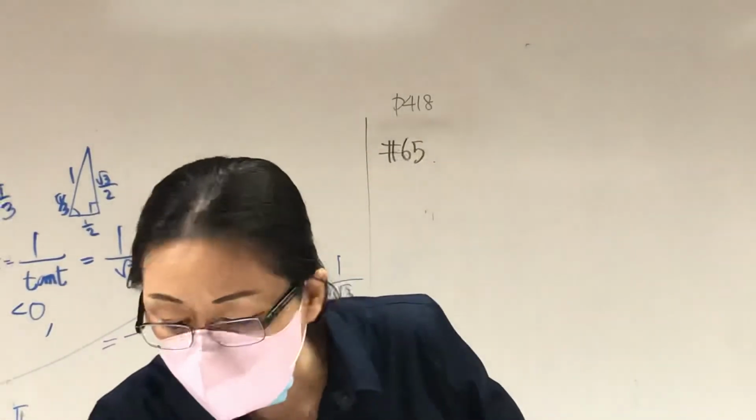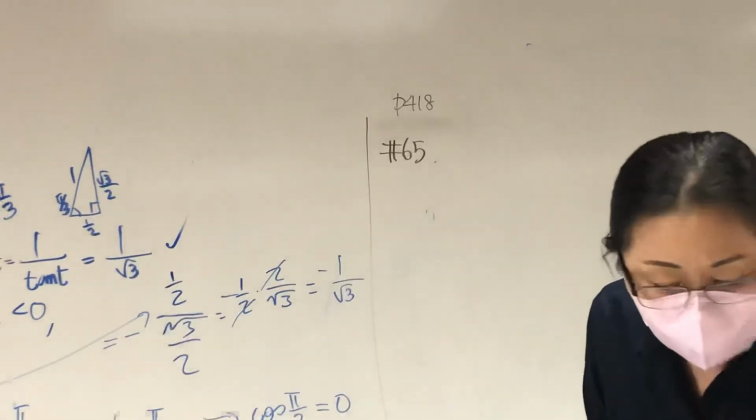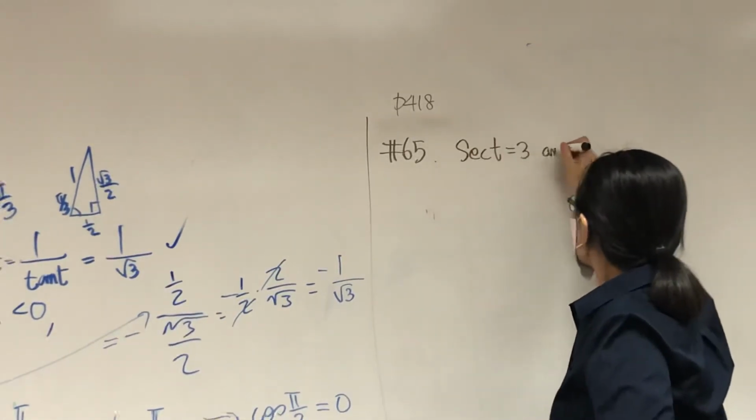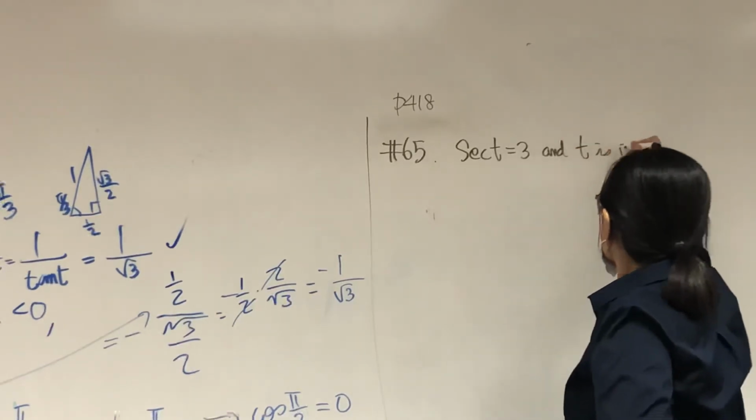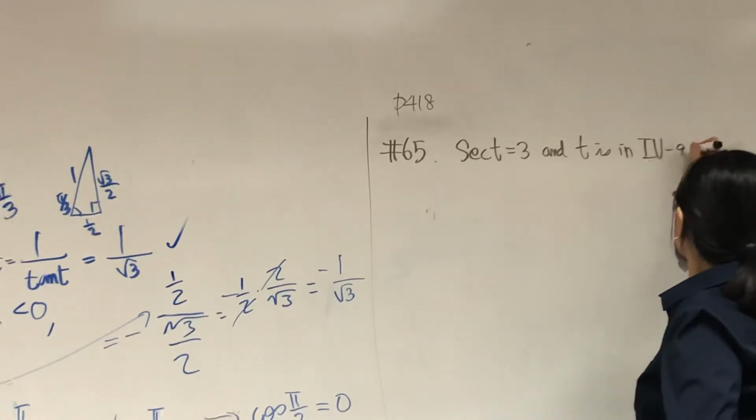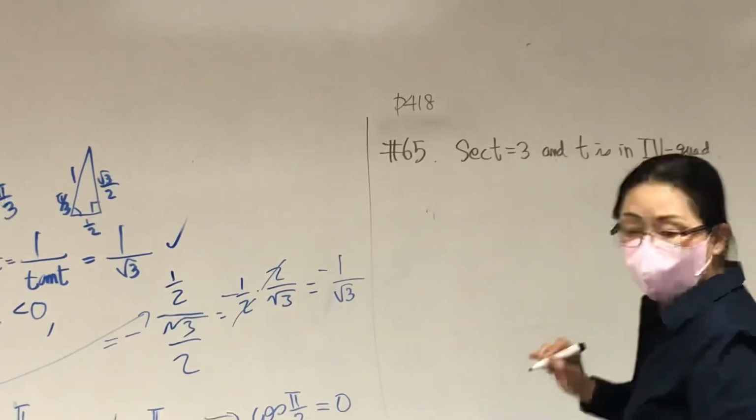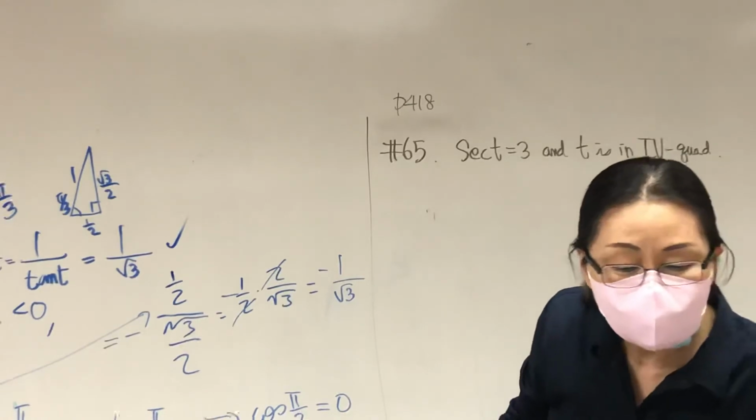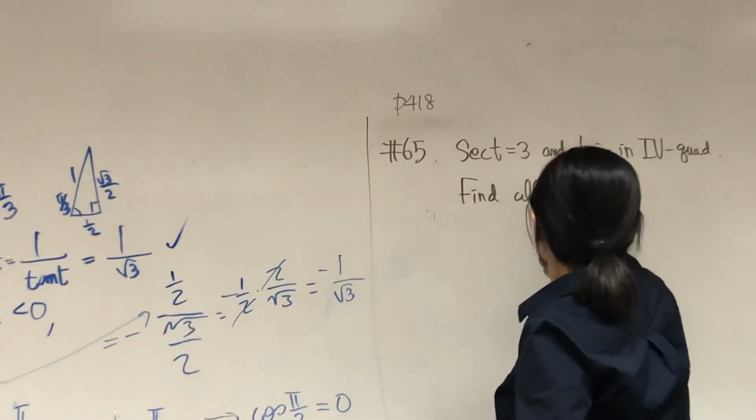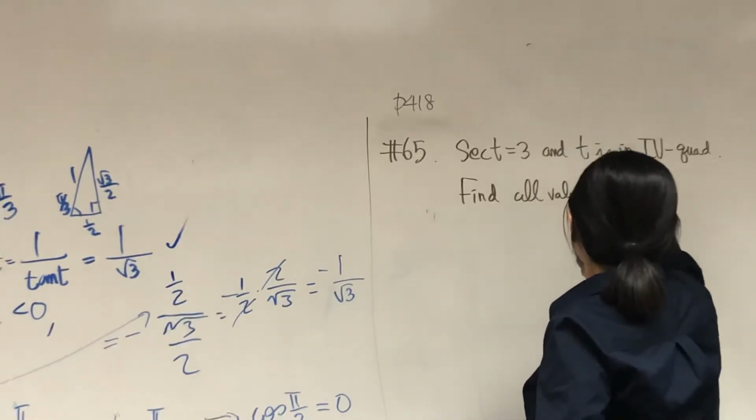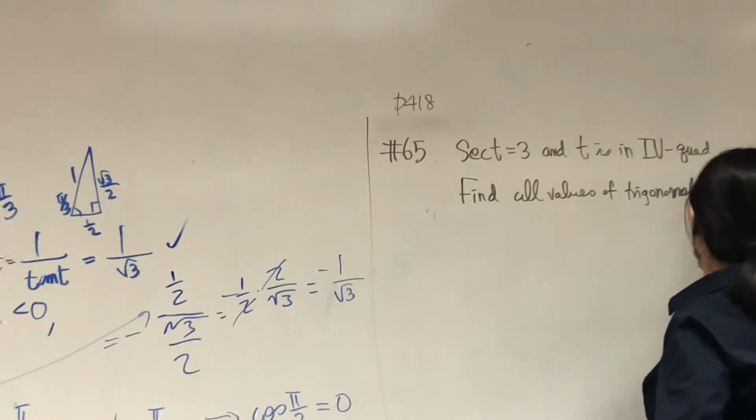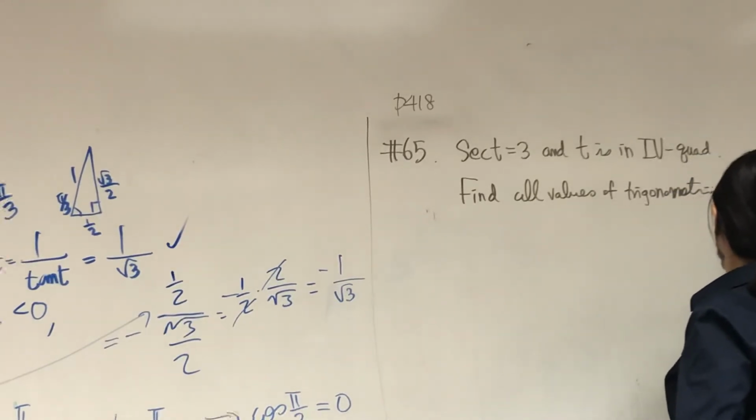Problem 65 is this. What is given? Secant t equals 3, and t is in the fourth quadrant. Find all values of the trigonometric functions. So just look all this up.